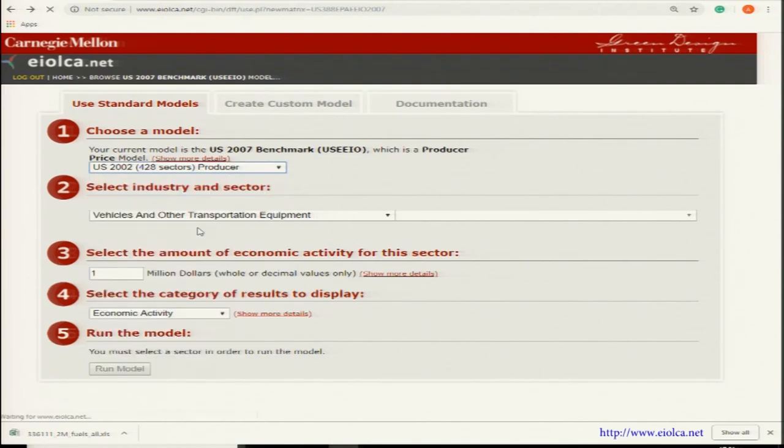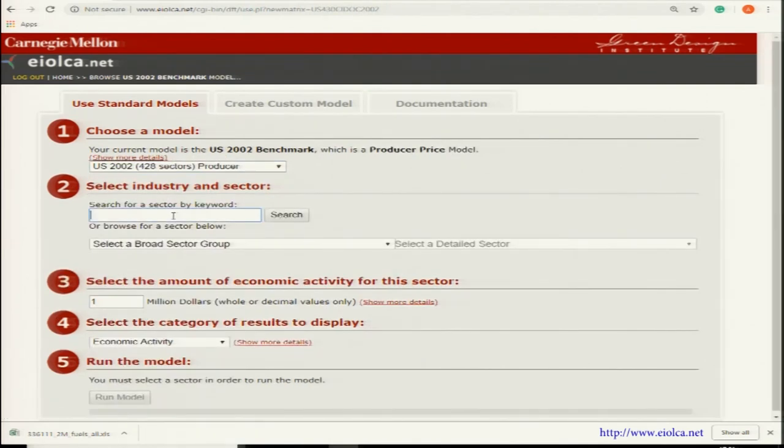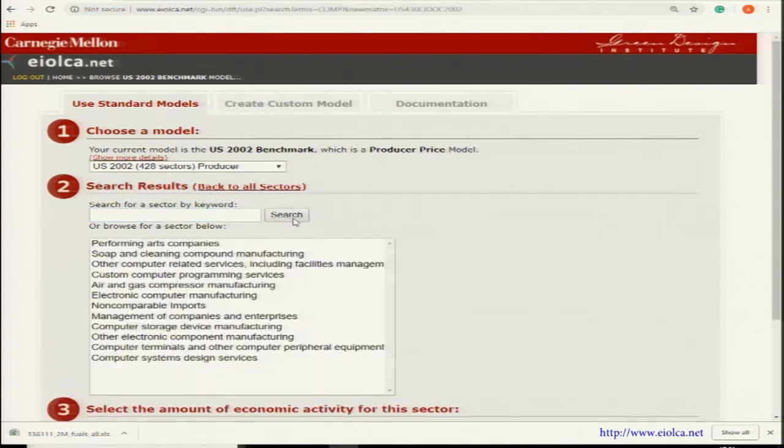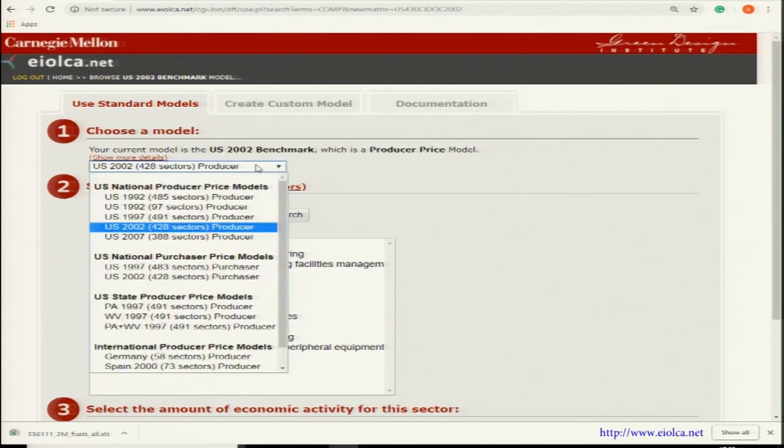In the 2002 producer model, there is also an option to search for a keyword. For instance, I again need to work on computers. I can put COMP and search. It will show all the possible outputs where COMP is used. COMP is in component, it is in computer, it is in compressor. So, there is a search option also in this US 2002 model.